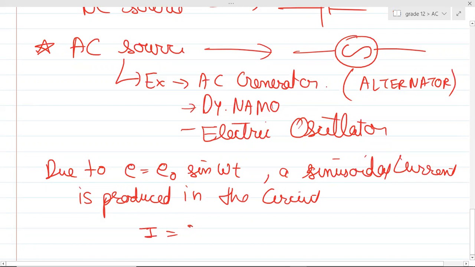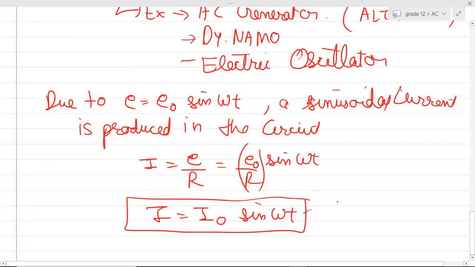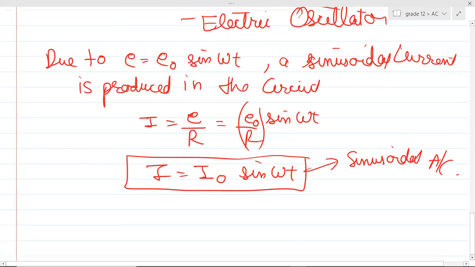Do you remember? I is equal to E divided by the net resistance of the circuit. So it will be E naught sine omega t divided by R. Can you see over here, this I can name as I naught. So the current in the circuit is basically I naught sine omega t. This is the equation of sinusoidal AC. Is this clear?